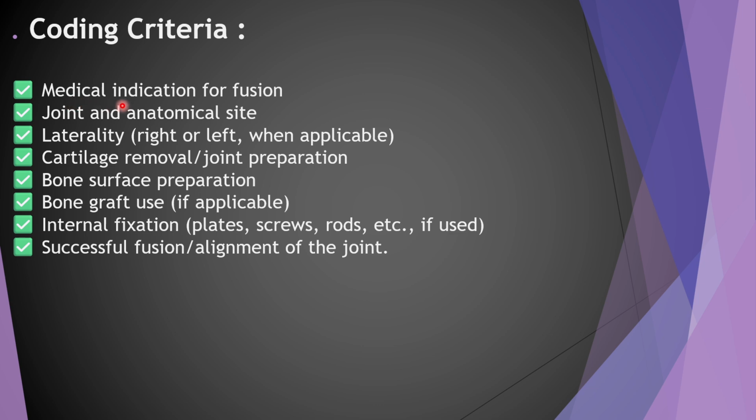That is a medical indication for the fusion. Joint and anatomical site is very important. Laterality we have to check, and joint preparation, where bone and cartilage have been removed, and bone surface preparation. Graft is used if applicable. Internal fixation will be done if used, and successful fusion and alignment of the fusion. So these were the coding criteria.